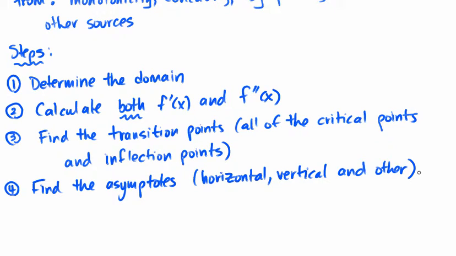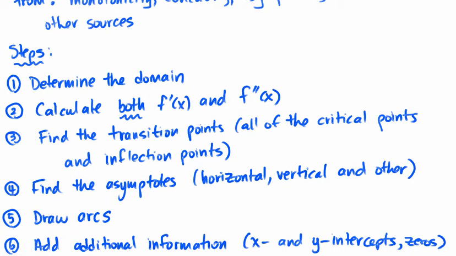Then we're going to put all this information together to draw arcs. And there's a chart that will help with this, which I'll list in a second. And we may need to add additional information. The x and the y intercepts, for instance, are really helpful. Also helpful is to list out any zeros if we can calculate those fairly easily. So the transition points and drawing the arcs, there's a chart that will help you understand what the arcs will look like in different intervals of our graph, and the chart is as follows.